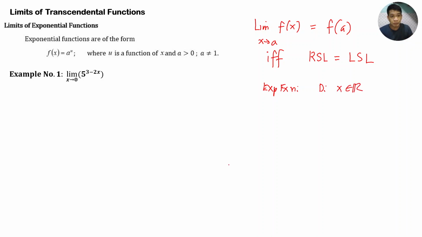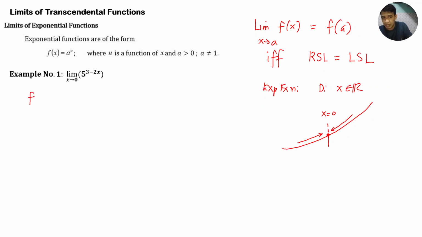So ibig sabihin, kung meron akong graph ng exponential function na ganito and x is equal to 0 as this example, so for right-sided limit, tinutumbok ko ang isang value, and left-sided limit, tinutumbok ko ang isang value. So ibig sabihin, pwede na natin gamitin yung f of a or function value. So to solve to that, for the limit of 5 raised to 3 minus 2x as x approaches 0, because we know for a fact that this function is defined on this value.